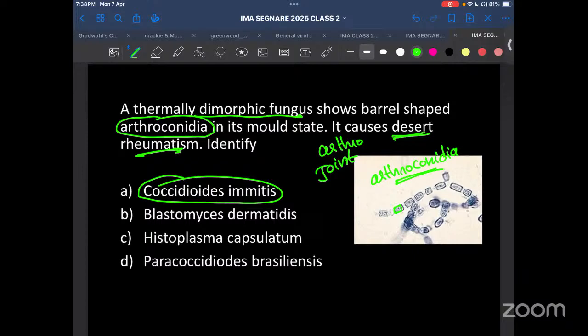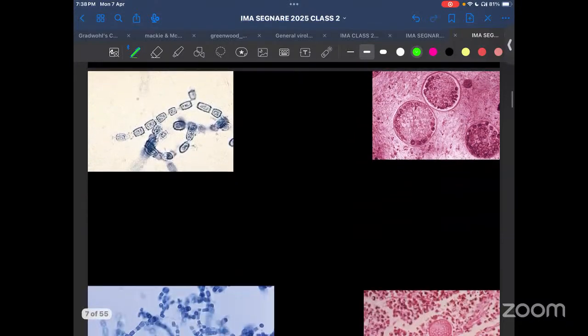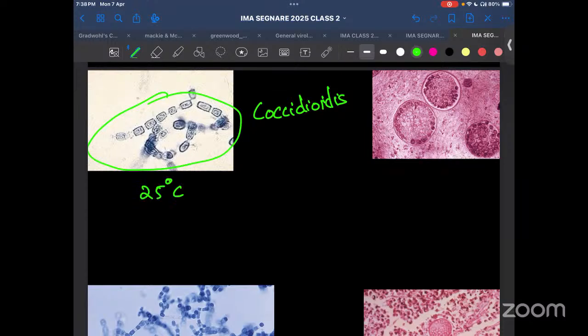Again, dimorphic fungi, I told you, originate from the desert parts of America. So these are some of the pictures of coccidioidomycosis. It is a dimorphic fungus caused by Coccidioides. This is the arthroconidia, seen at 25 degrees Celsius. Now at 37 degrees Celsius, we don't have a yeast form for this fungus. Unlike other dimorphic fungi, this does not have a yeast form.